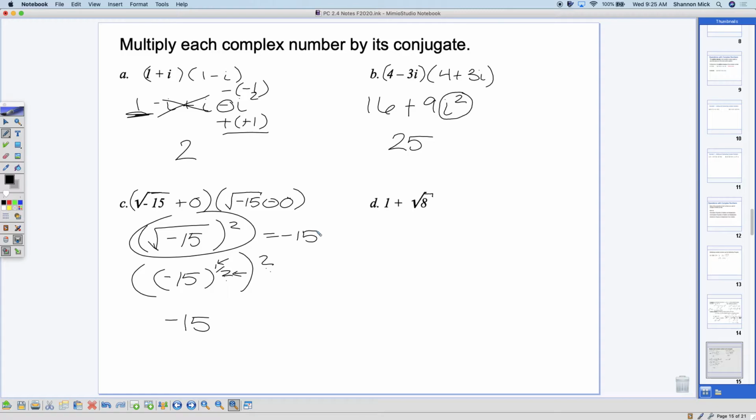So now do we do this one on our own? Yeah, you can. This one's going to be a quantity, though, right? What's my conjugate? 1 minus the square root of 8. So try it.